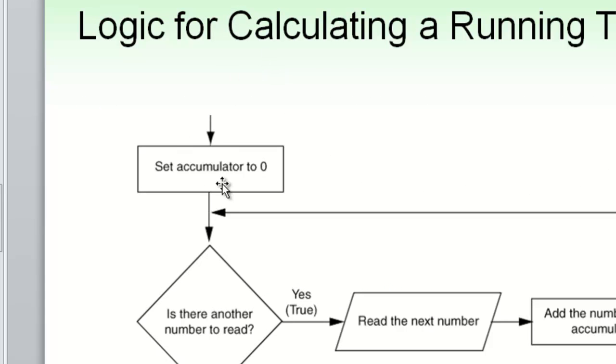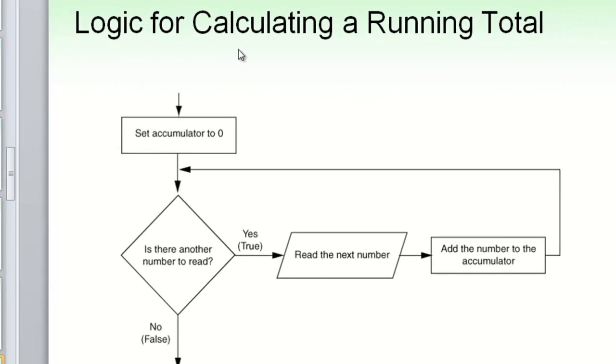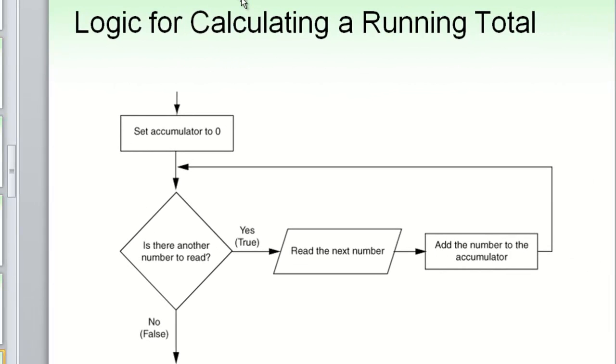All right, so this is the logic for calculating a running total. You're essentially going through setting the accumulator to 0, going into the loop, read the next number, add to the accumulator. Is there another number to read? Keep going, keep going, keep going. When that ever becomes false, then you go out of the loop.